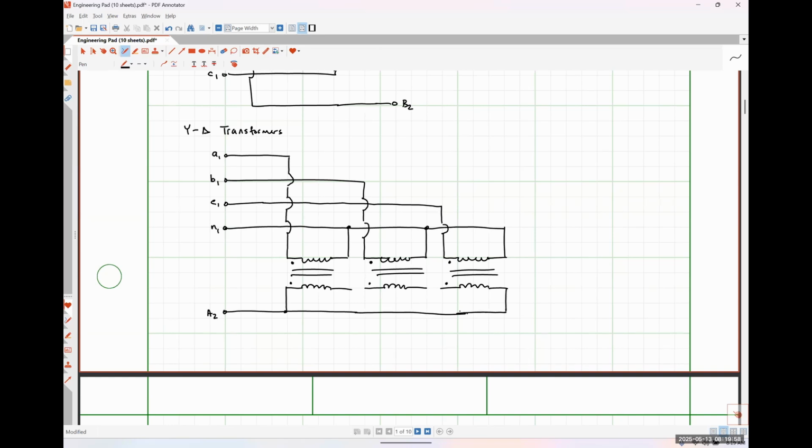Then I'm going to take my undotted terminal for this first transformer and my dotted terminal for this second transformer. And I'm going to tie those together, and I'm going to call this B2. And lastly, I'm going to take the remaining two terminals, which would be the undotted on my second transformer and the dotted on my third transformer, and I'm going to tie those together, and that will be my C2 terminal.